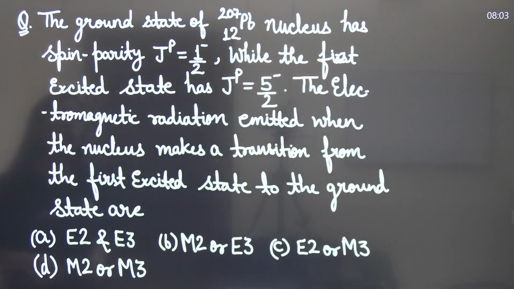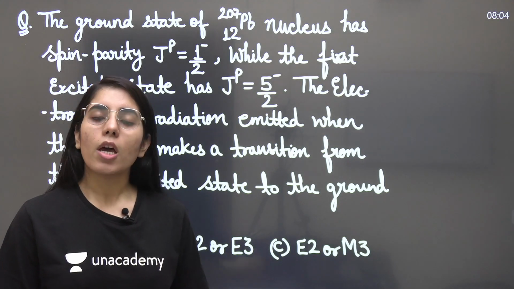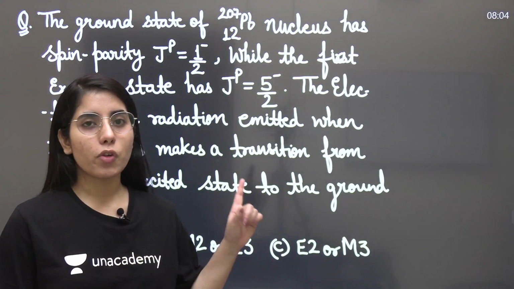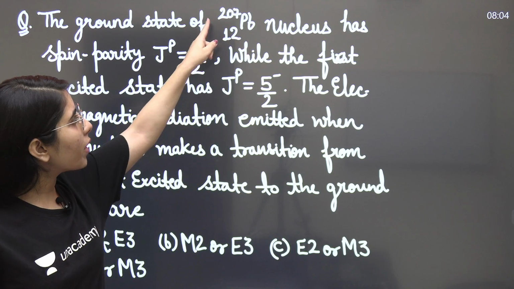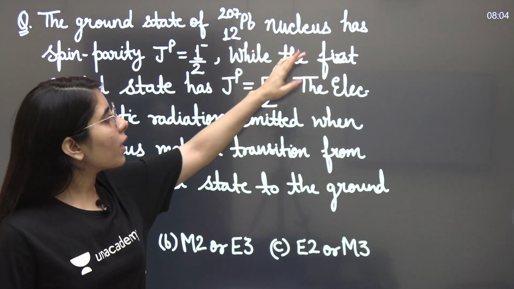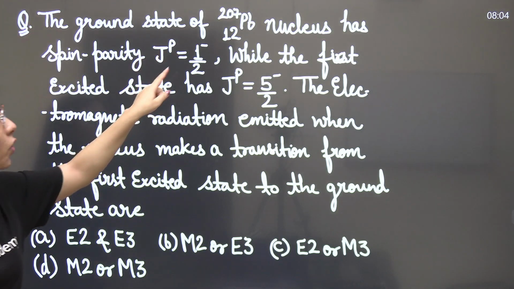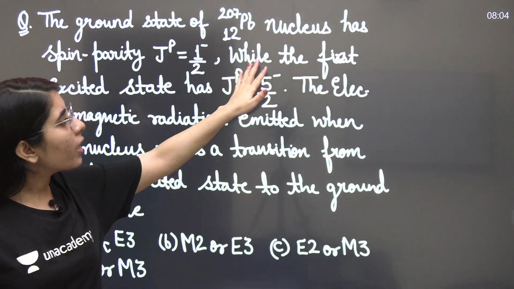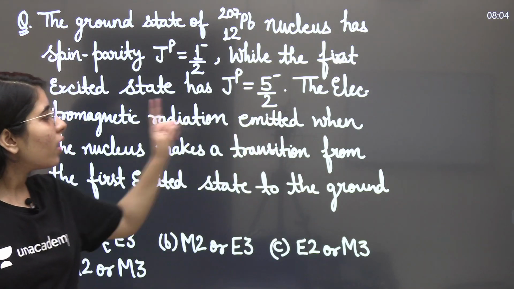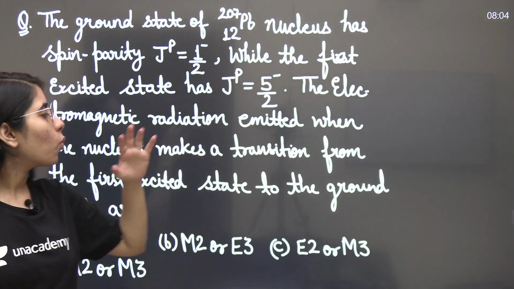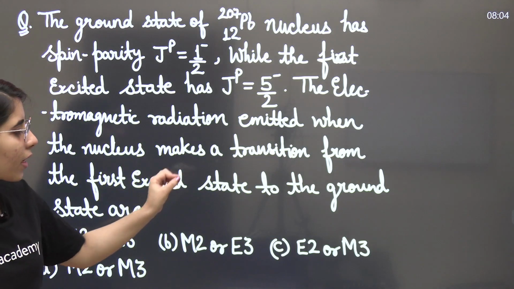So basically guys, the question is, and there are many other questions of such type, if you check the previous year question papers, you will find them and you can work on them after knowing about this one. So the question is: the ground state of the 207 Pb nucleus has spin parity, that is J^P, which is half negative. This is the spin parity symbol that has been given to you. Clear? While the first excited state has J^P, that is 5/2 negative. The electromagnetic radiation emitted when the nucleus makes a transition from the first excited state to the ground state.